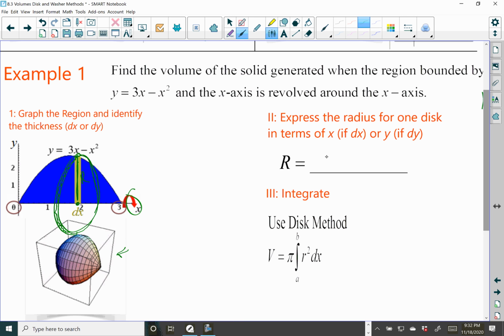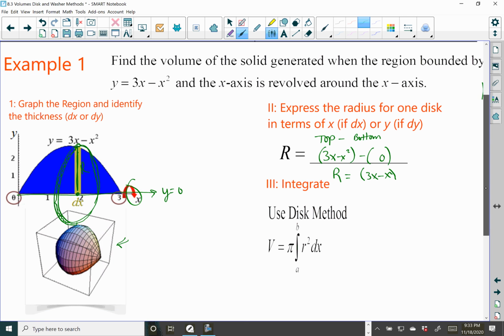So I'm going to do top minus bottom, because that's how I get the distance of the segment when I'm perpendicular to x. Top minus bottom. So that top function is 3x minus x squared, and then minus the x-axis, which is 0. I'm even going to indicate this function is y equals 0, right? So basically I get big R equals 3x minus x squared inside there.